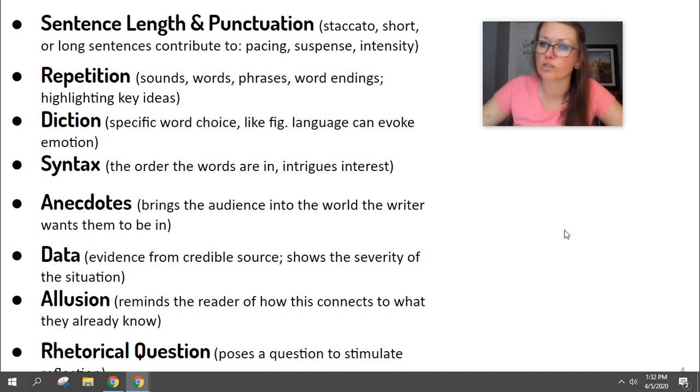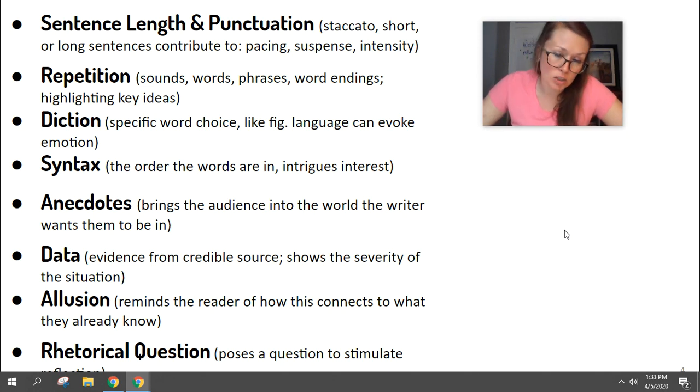Dr. King loves using repetition within his writing. If you read his I Have a Dream speech, he focuses in the beginning on the phrase 100 years later. And the repetition of that key phrase really intensifies his message for his audience and hypes them up, and maybe even makes them a little angry.